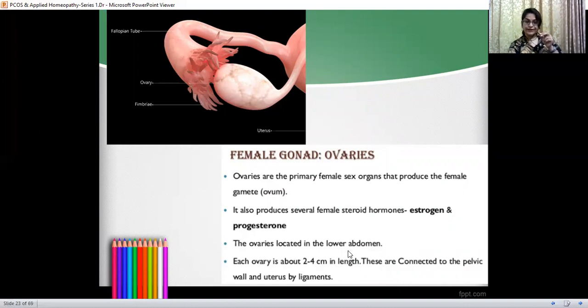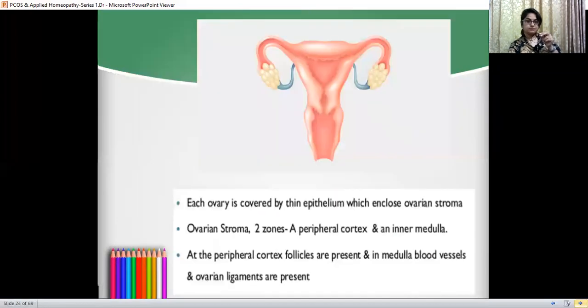The ovaries are located in the lower abdomen. Each ovary is about 2 to 4 centimeters in length. These are connected to the pelvic wall and uterus by ligaments. Each ovary is covered by thin epithelium, which encloses ovarian stroma. Now, ovarian stroma has two zones, a peripheral cortex and the inner medulla. In the peripheral cortex, follicles are present, and in the medulla, that is in the middle, blood vessels and ovarian ligaments are present.